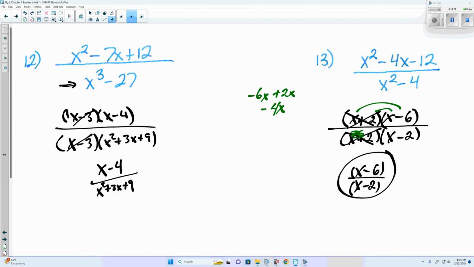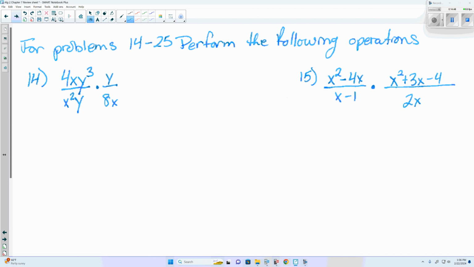X minus 6 over... Yeah, because even if we said x minus 2 here, x plus 2, the x plus 2 still cancel out. Doesn't matter that they don't line up. I don't know what I did. I switched sides or something. Possibly. I didn't get what you got.